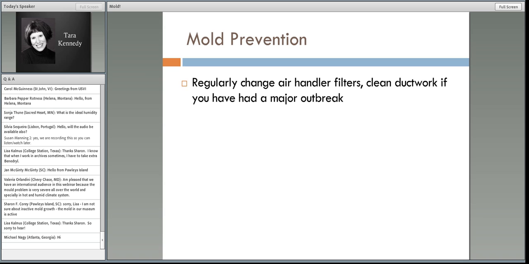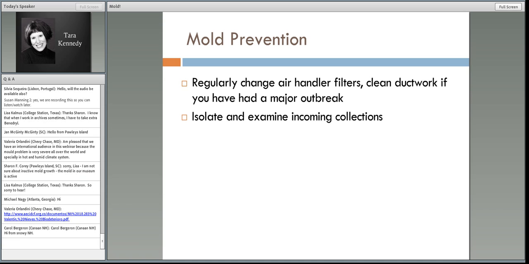Isolate and examine incoming collections. This is helpful in preventing potential mold infestations. Not only that, but also can be helpful with insects and rodents too, in case you're worried about those types of infestations as well.